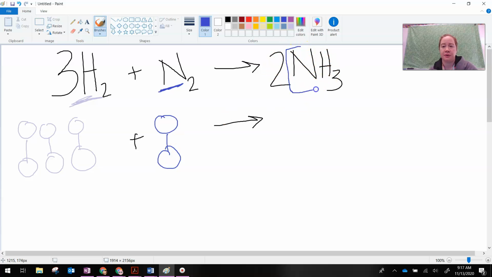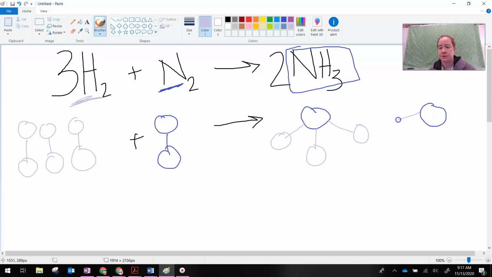So again, that 2 refers to all this stuff right here. So then we have 2 of these molecules, which includes 1 nitrogen. So each molecule has 1 nitrogen. I'm going to draw those first. And then 3 hydrogens. Each one has 3 hydrogens. Then you count the number of atoms of each element on both sides of the reaction.